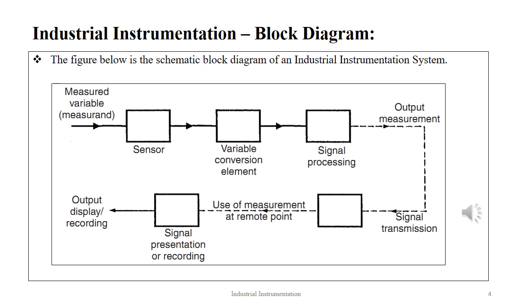Followed by that, the signal is processed so that it can be amplified, attenuated, filtered, and rectified according to the output reading element. The signal is further transmitted through a signal transmission unit, and finally at the readout we get the signal presentation. It can be recorded or it can be an instantaneous display.